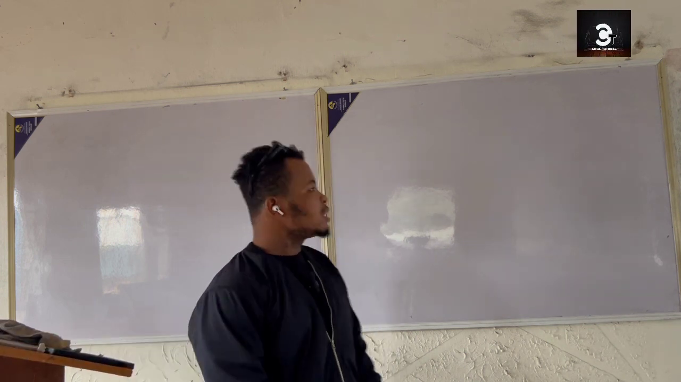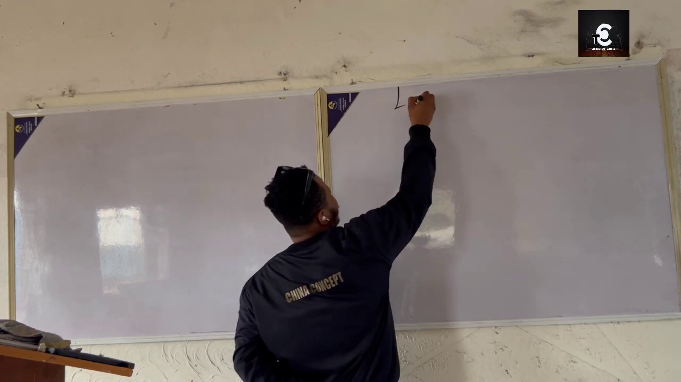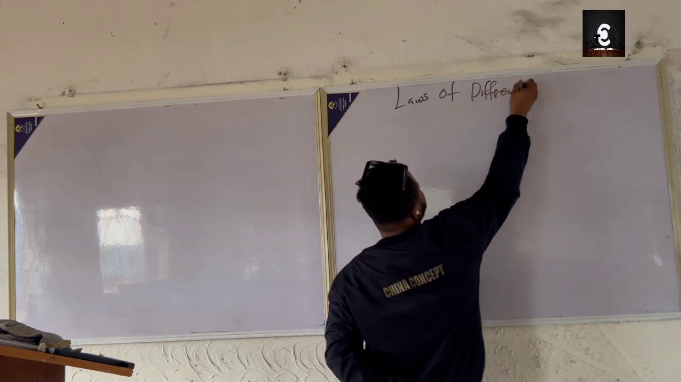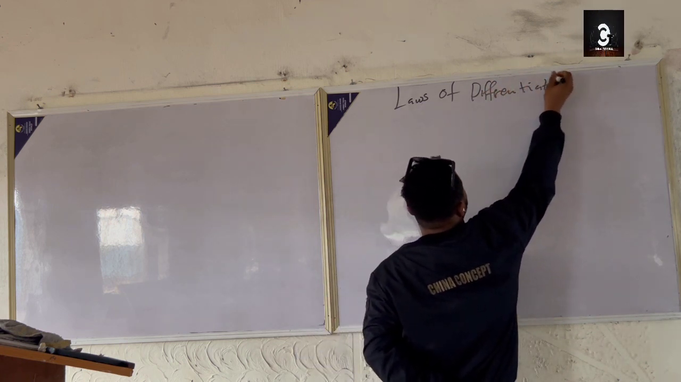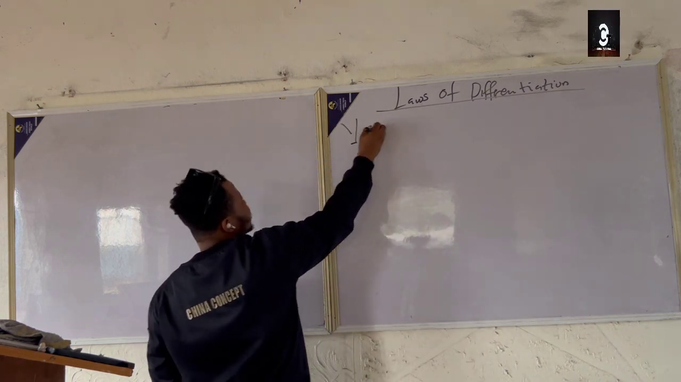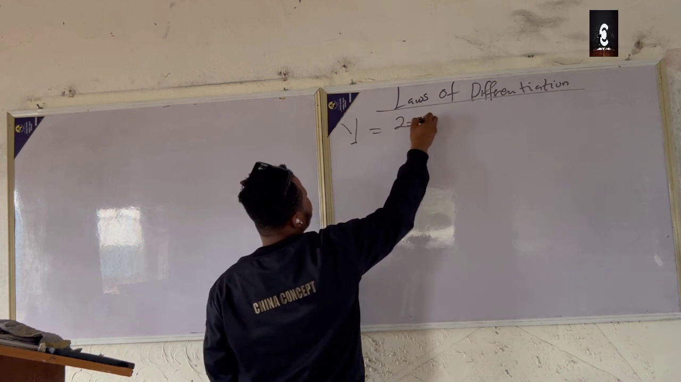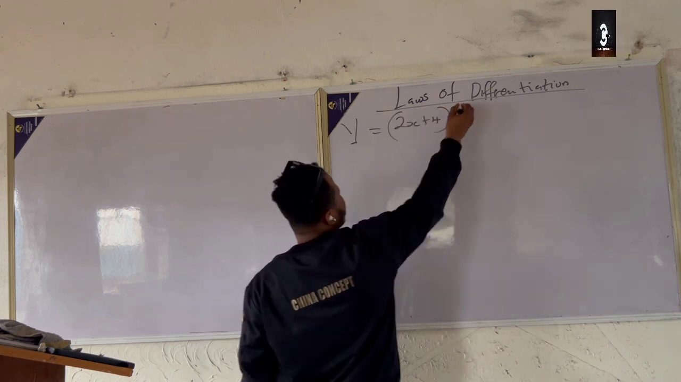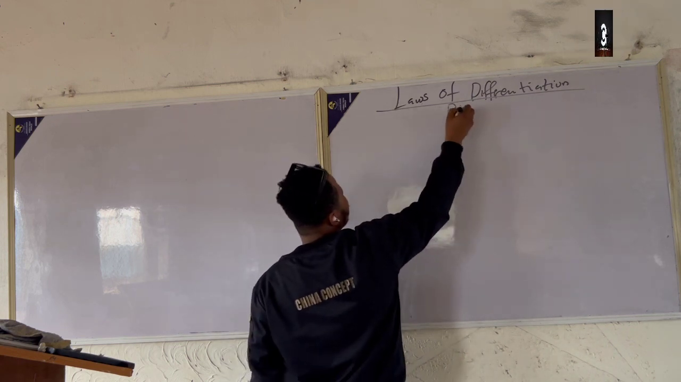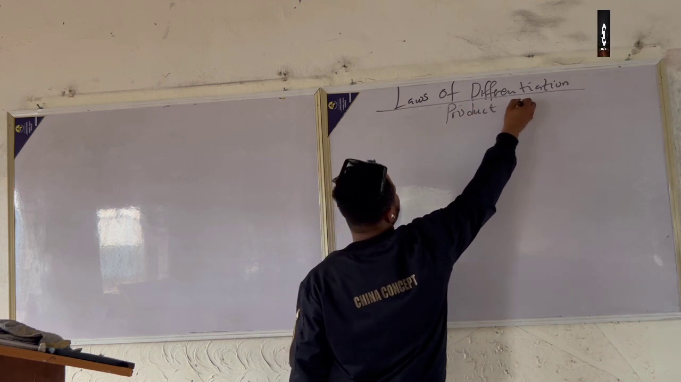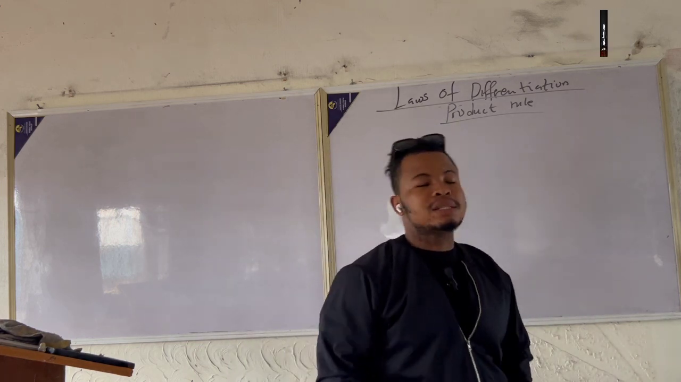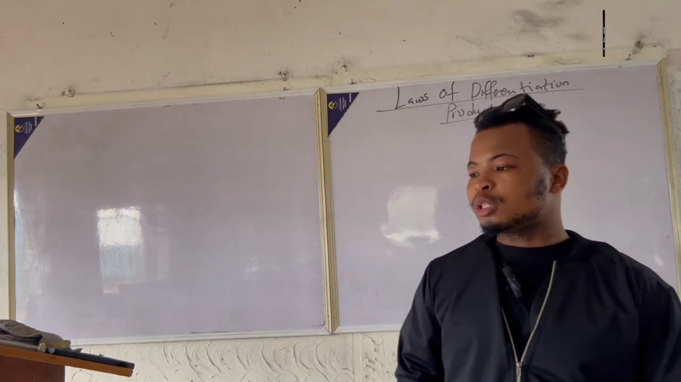Okay, now the first thing here is laws of differentiation. Let's look at the product rule. What does the product rule mean? It involves an equation that has to do with multiplication.